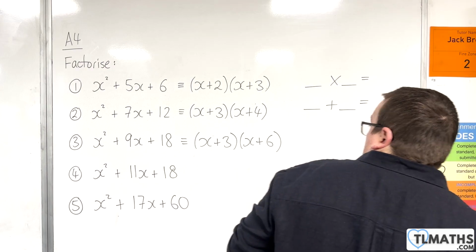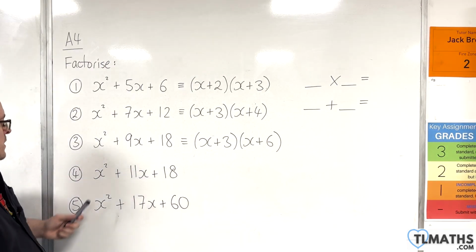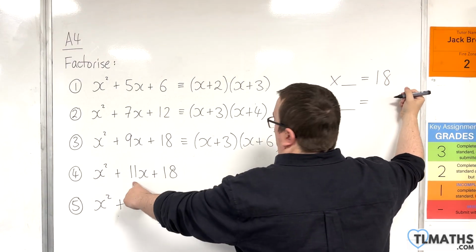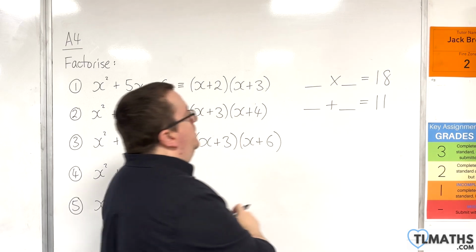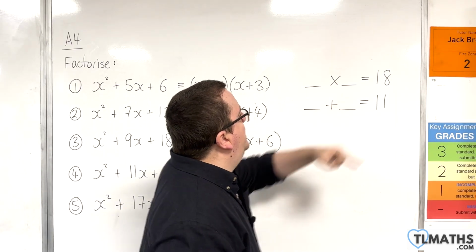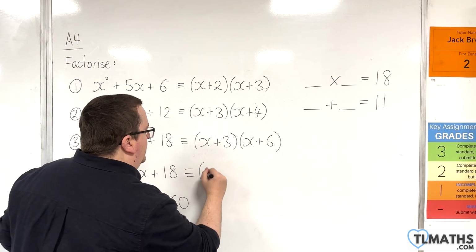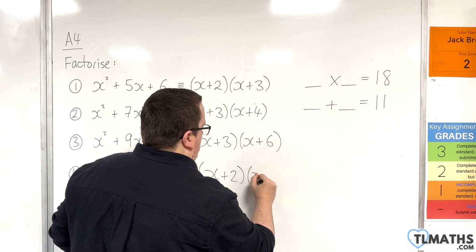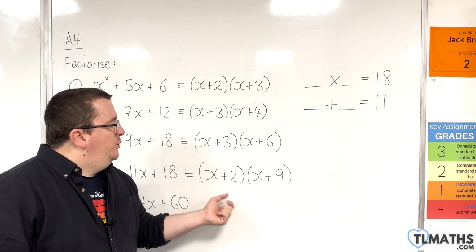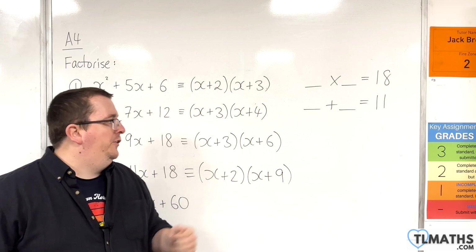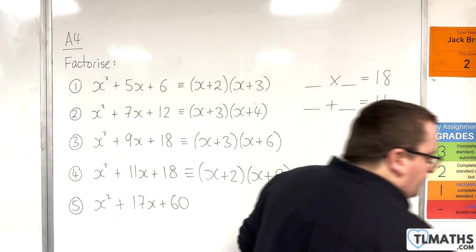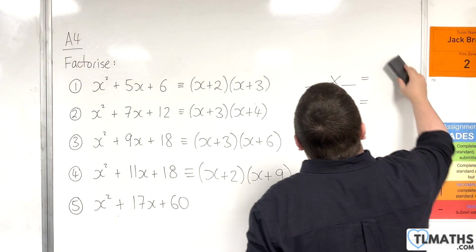Okay. Number 4, we need two numbers that multiply together to make 18 again, but this time they need to add together to make 11. Well, remember 18 was 2 times 9, 2 plus 9 is 11, so yeah, it's 2 and 9, isn't it? x plus 2, x plus 9. And it doesn't matter in which order you write these. You could write them as x plus 9 times x plus 2, x plus 6 times x plus 3. It doesn't matter. Okay? Right.